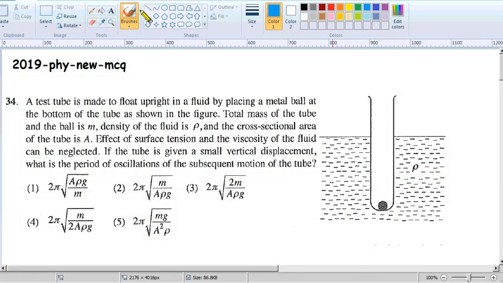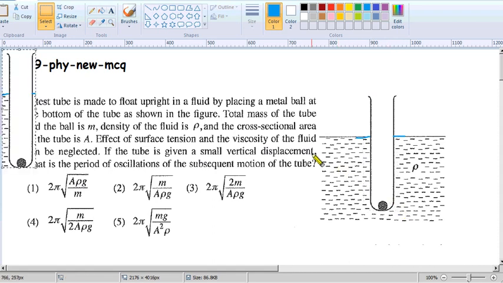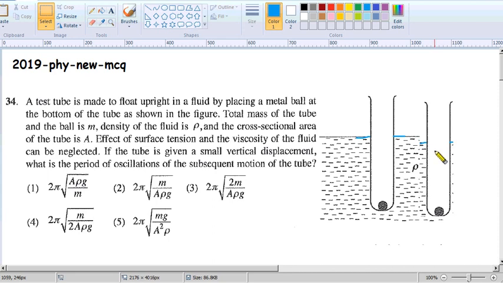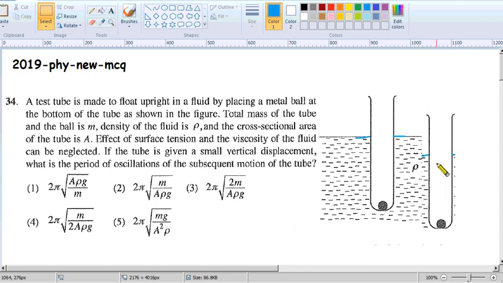So first of all, look at this surface, the water surface. I mark it like this, and I copy the test tube. So the test tube is pushed down according to the question like this. So what happens to the mark on the test tube? You see the distance, this distance is the displacement, take it as x.